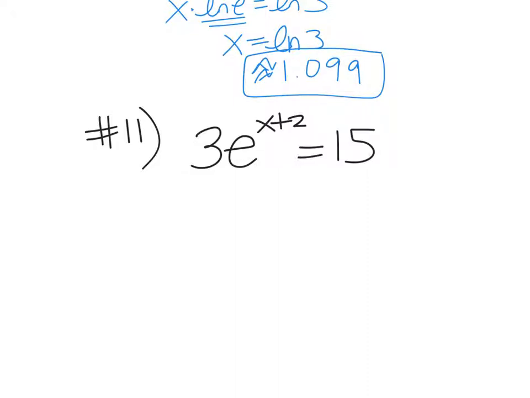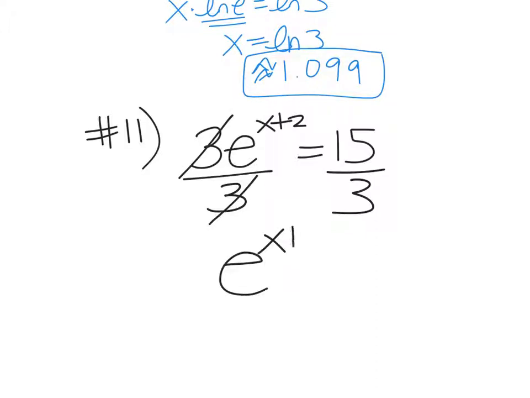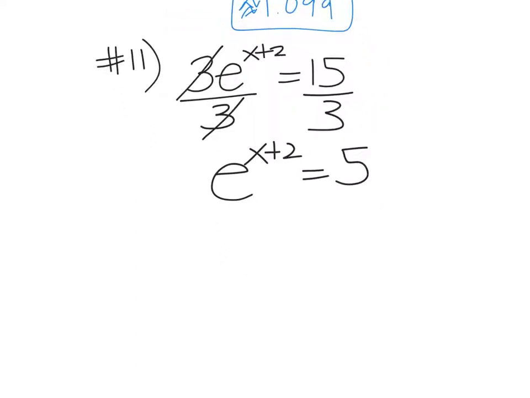Anybody know? Just take a guess. Divide by 3. You got to get rid of that 3 there. See it? You got to divide by 3. So you get e to the x plus 2, very good, equals 5. Okay. Now we can't subtract 2, it's up there, it's an exponent. So what we can do though is take the natural log of both sides of our equation.